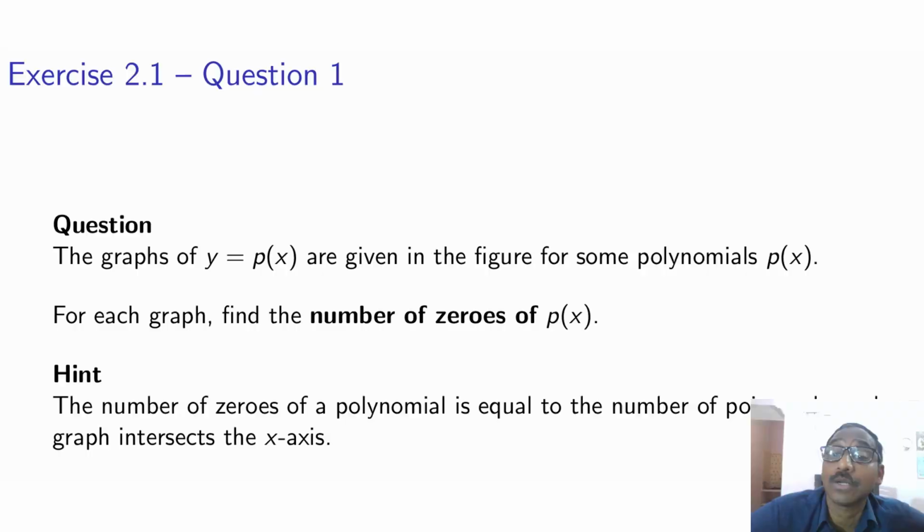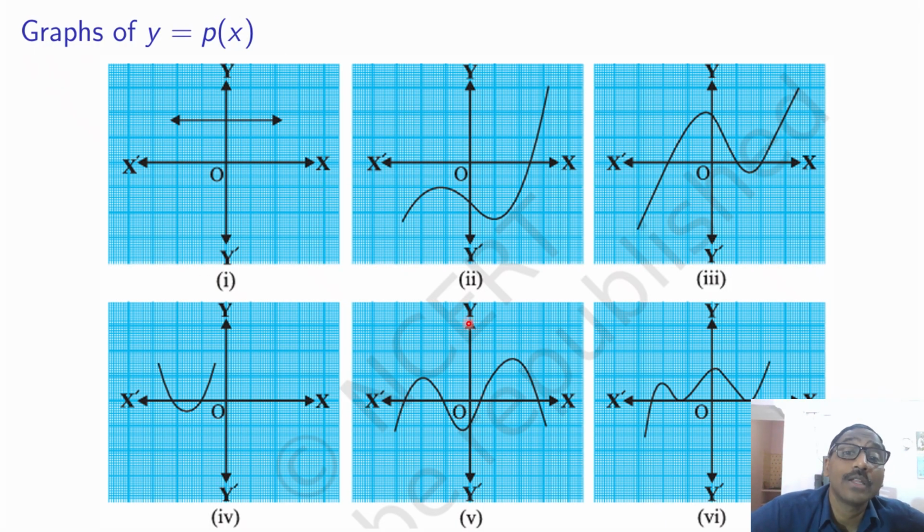Go to the next slide. Here, these are the graphs given in the question. In the first one, how many times is it intersecting the x-axis? It is not intersecting the x-axis. This is the x-axis and this is the line. It is parallel, not intersecting. So there is no zero of p of x. P of x is not having any zero, any root, in this case.